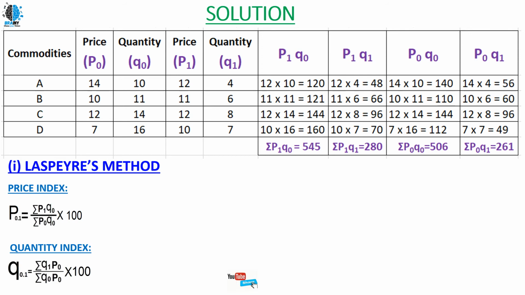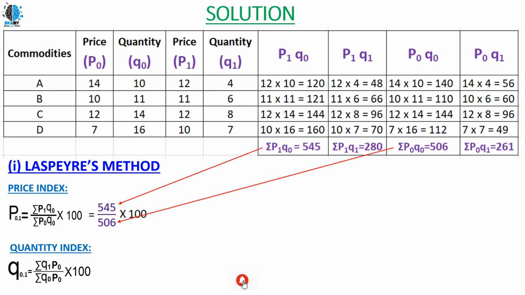Under the Laspeyres method we have the price index and quantity index. So I'm going to do the calculation here. The P1 Q0 value I have here is 545. The P0 Q0 value I have here is 506. If I divide these two and multiply by 100, I will get the final answer, 107.7.